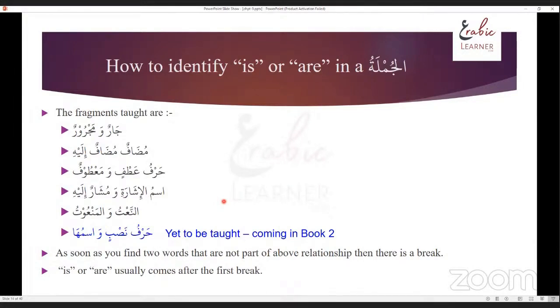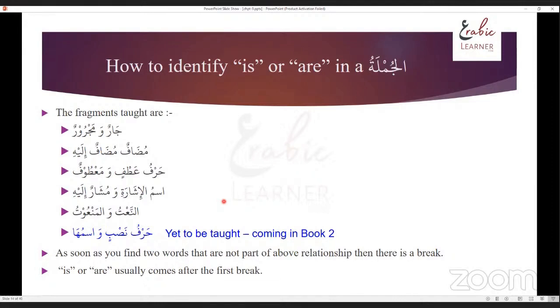Hadha kitabun. Now this is the simplest sentence in Arabic. It consists of only 2 words. And we know that in chapter 1, you have been learning this. Hadha kitabun means this is a book. It's a complete sentence. Though it has 2 words only, it is a complete sentence. It's a jumla.